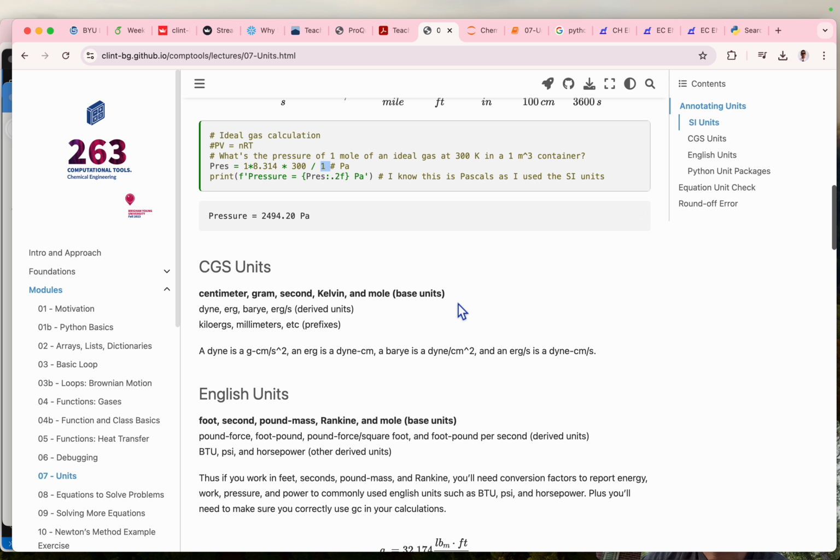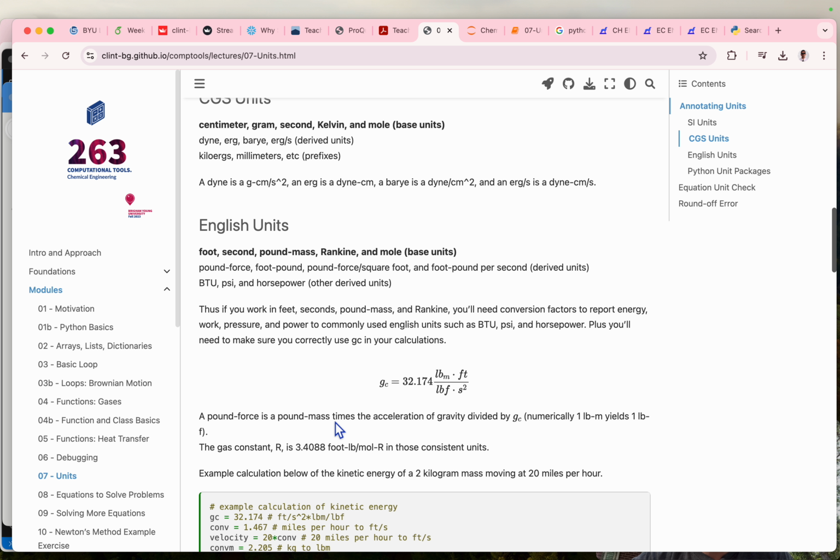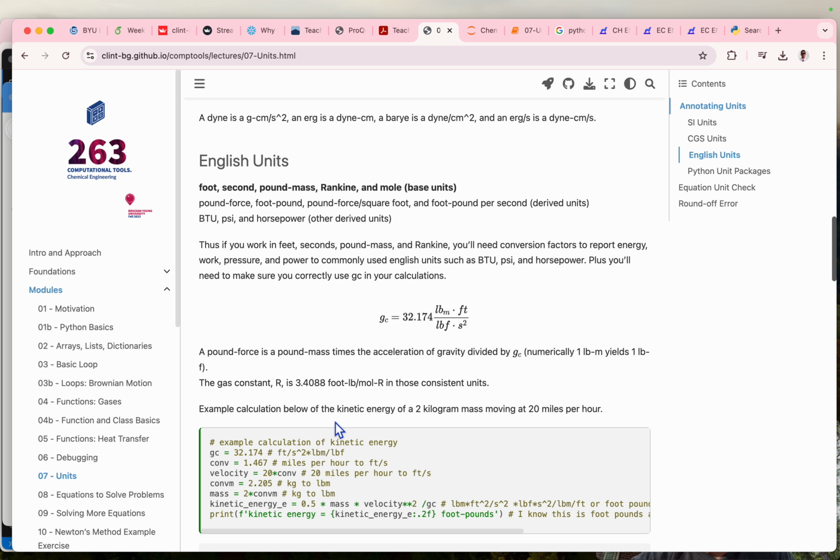CGS units I don't use as much as the SI units, but you could use those, and that's very common. And our beloved English units: foot, second, pound mass, pound force. Pound force is not a base unit, but is a derived unit. Rankine and mole. You can use these, and you should be familiar with these as we live in the United States, and a lot of engineering is done with English units.